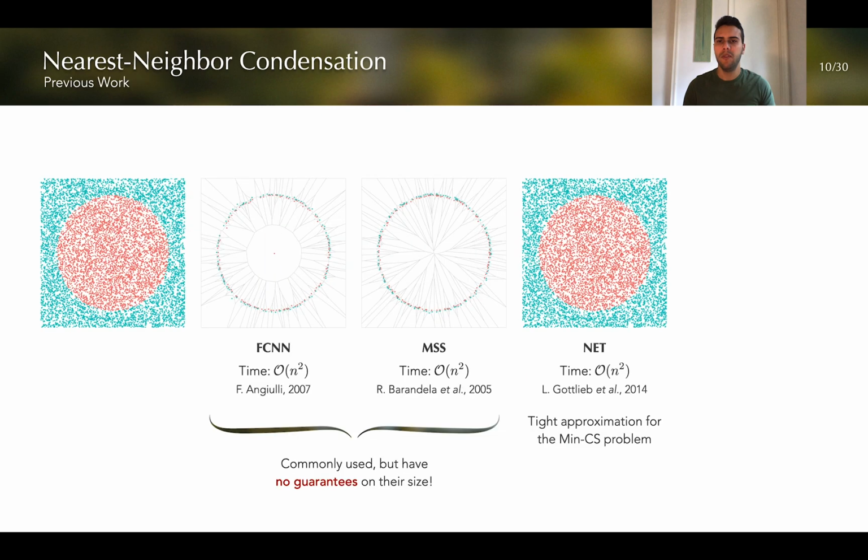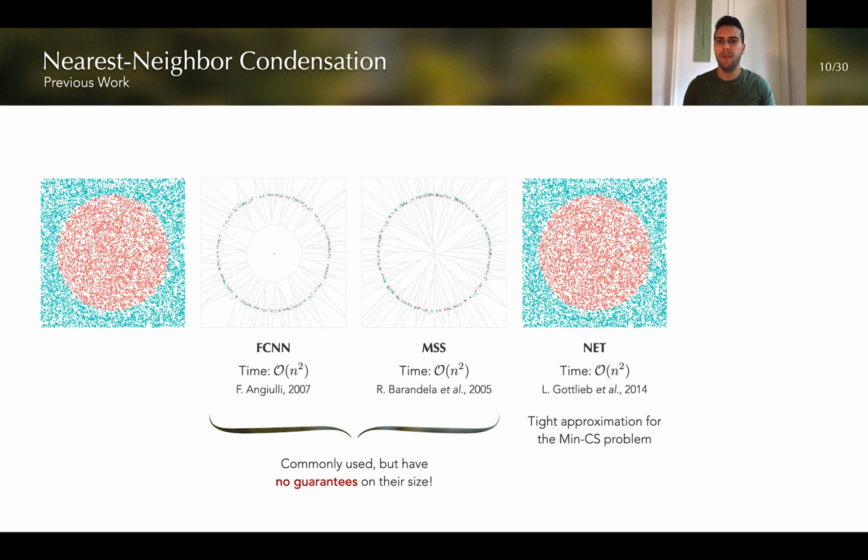Now, this is an outline of the state-of-the-art algorithms for condensation. If we're given an initial training set as the one that we see on our left, FCNN and MSS were previously the two state-of-the-art algorithms for this problem, which run in quadratic time and behave really well in practice. However, they do not provide any guarantees on their size.